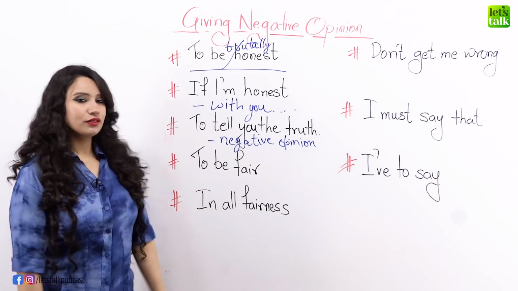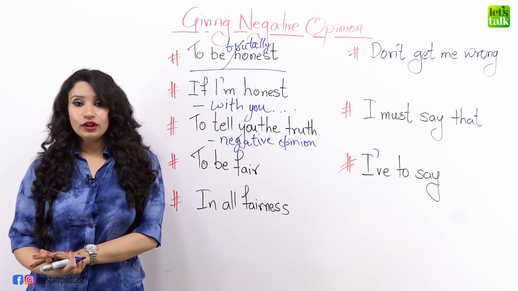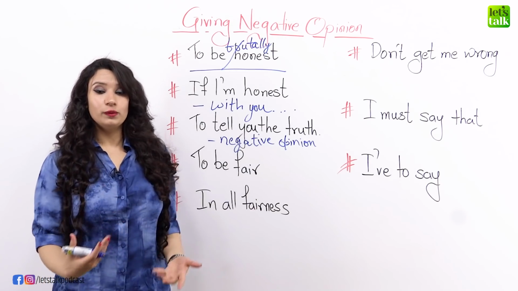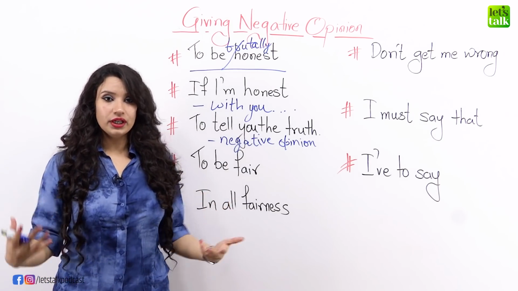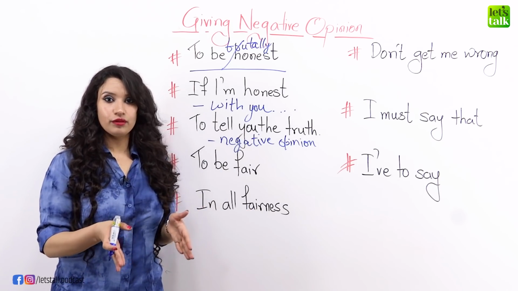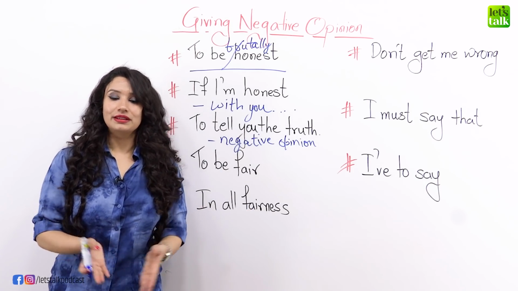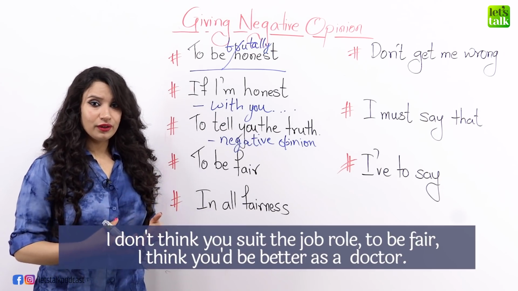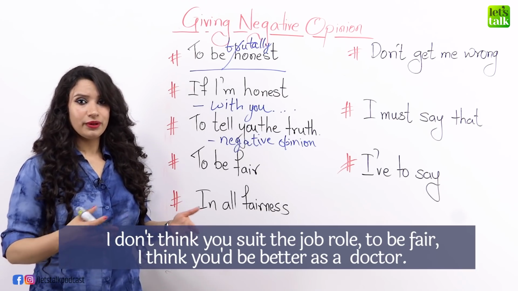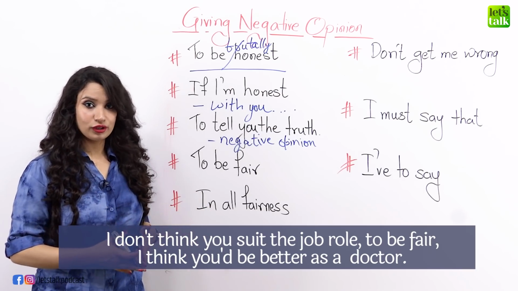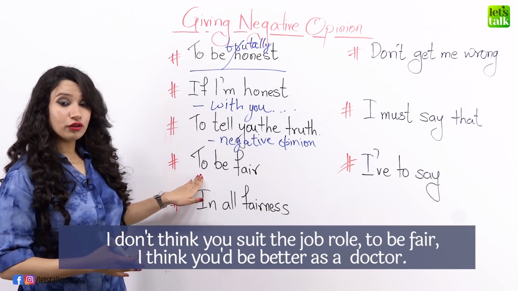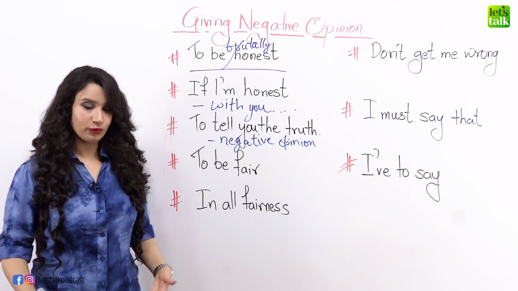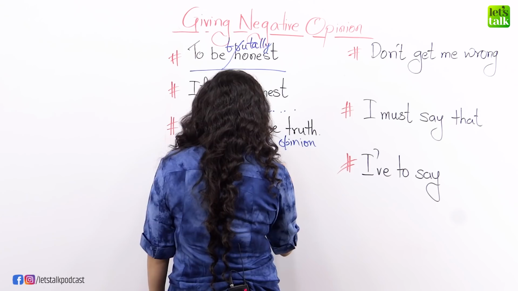Now, the next one is to be fair. Okay, now here, as I told you that we will look at a phrase which we use to give an explanation about why we are saying this negative opinion. So if you tell a person that they don't suit the job roles, so you could say, I don't think you suit the job role. To be fair, I think you'd be better as a doctor. Okay, so this way you are trying to give an explanation of why you think that they don't suit that job role. So to be fair is used for explanation.